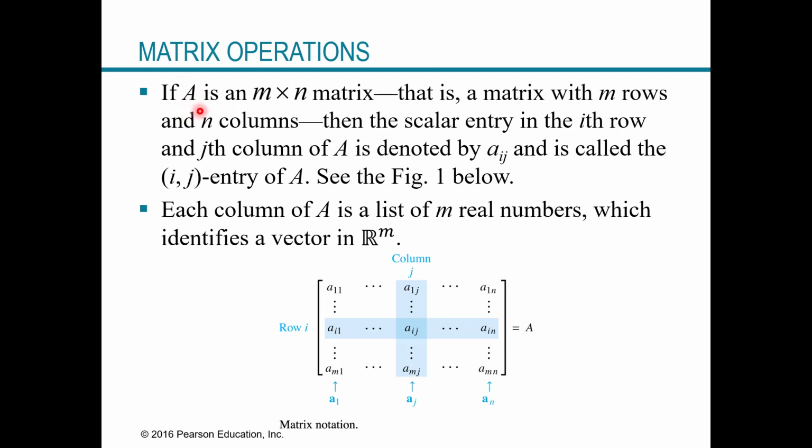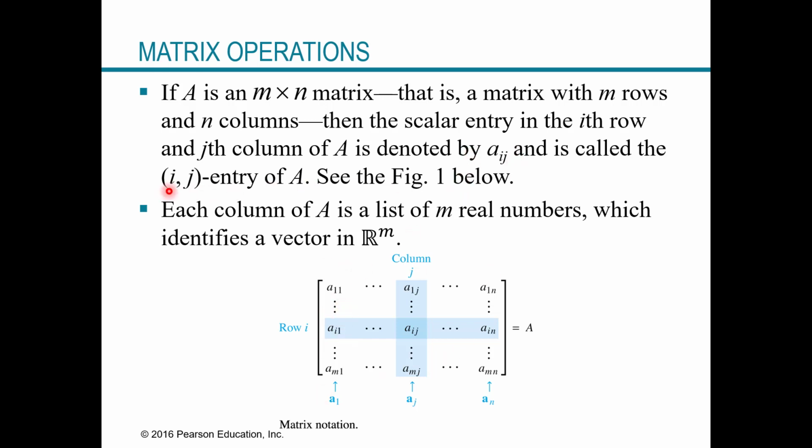And so if A is your matrix, size m by n, remember m is the rows, n is the columns, then the scalar entry in each space, so in the ith row and the jth column, is denoted A sub ij, and it's called the ij entry. Okay, so this is just a notation for us to have a way to represent each value in our matrix.